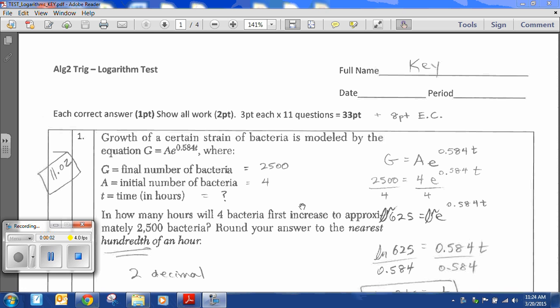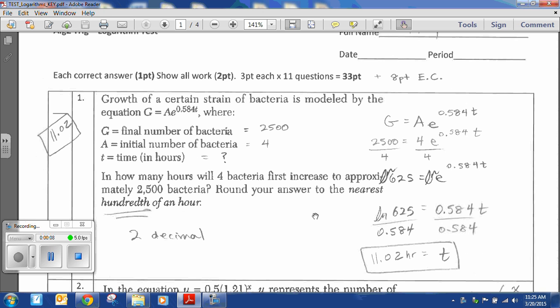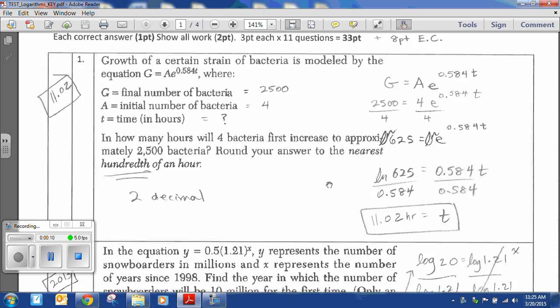Okay, so here's the answer key to the logarithms practice test. As you can see, the answer to number 1 is 11.02. What you must do is realize that the final number of bacteria is 2,500. The initial number of bacteria is 4, and the time in hours is what you're trying to find out.